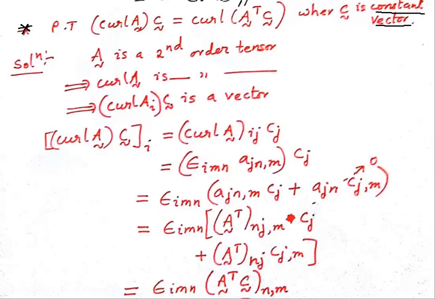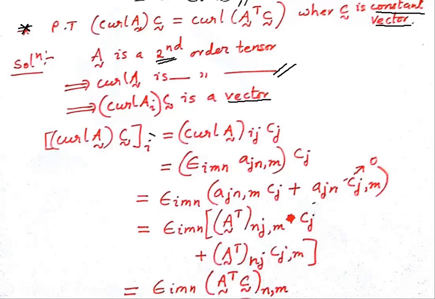One more thing to observe is that in the LHS we have A, and in the RHS we have A transpose. Now, what is A? A is a second order tensor. What is curl A? When you apply curl to any tensor, will the order change? No, the order will not change. Curl A is also a second order tensor. Curl A into C, the ordinary product, is a vector. So our LHS is a vector.